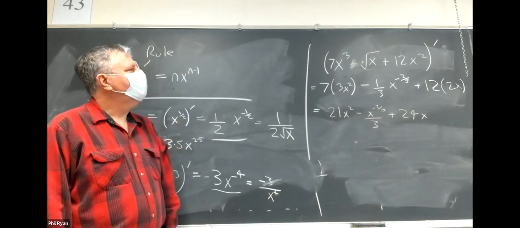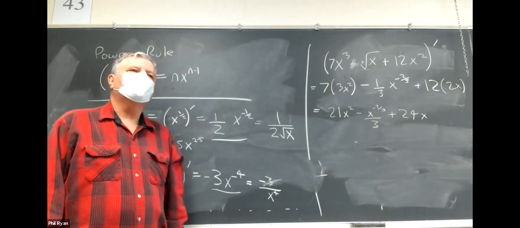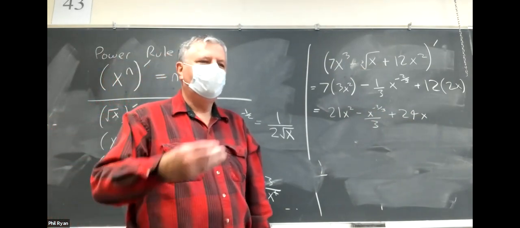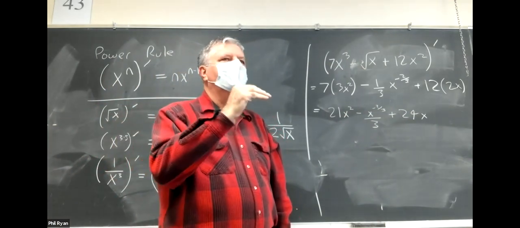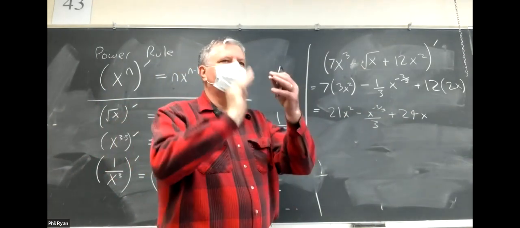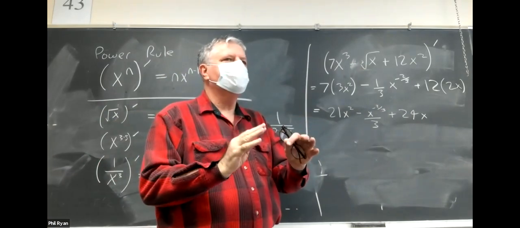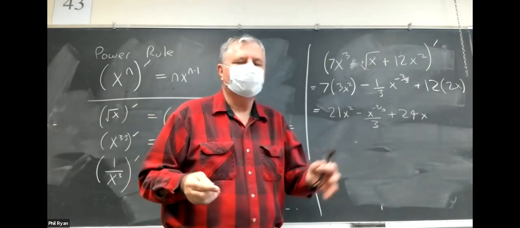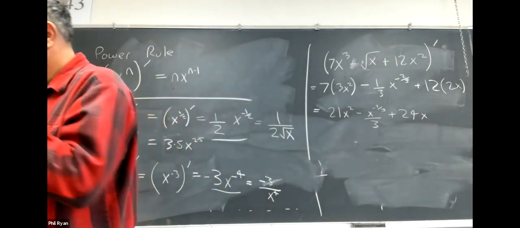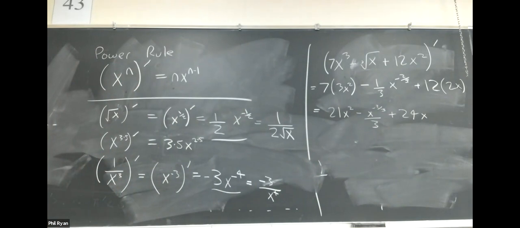So that's a nice thing about rules. Once you know them and you know how a function is put together, you just apply the rules, you break it up into simple pieces, you take the derivative of the simple pieces, and then you put it back all together. So it all turns out fairly straightforward.